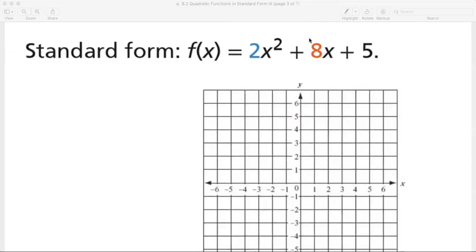All right, well, let's get started. Let's go ahead and first find our line of symmetry. I'm going to use blue. So x equals -b over 2a.